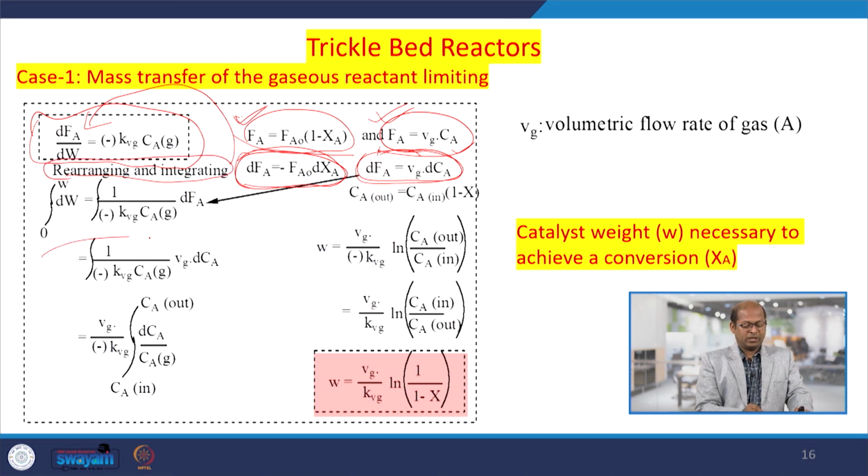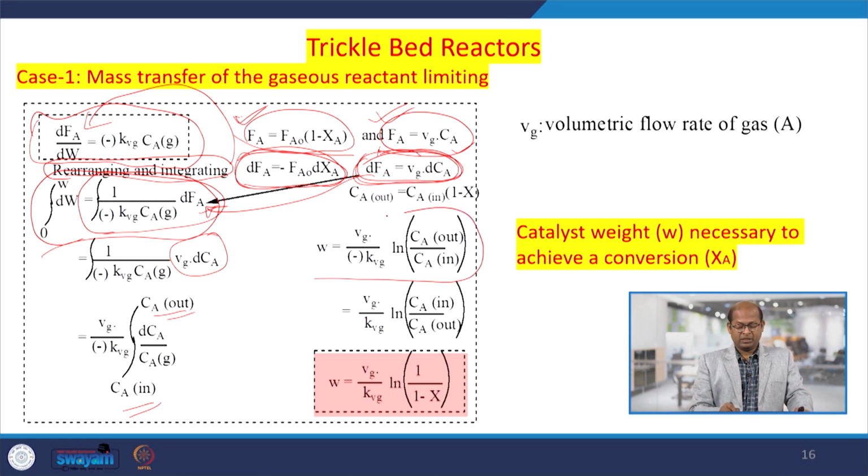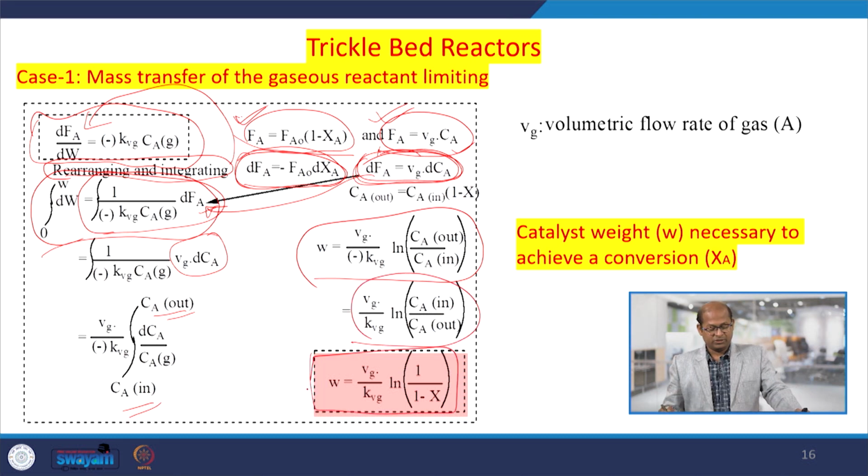So then we can get this 0 to W amount of the catalyst, and here the molar flow rate changes. So dFA we can substitute here this way: dFA equals Vg into dCa, with Ca in to Ca out within those limits. After integration and rearrangement, we can get W equals Vg by Kvg ln 1 by 1 minus x. So this relates conversion and weight of the catalyst.